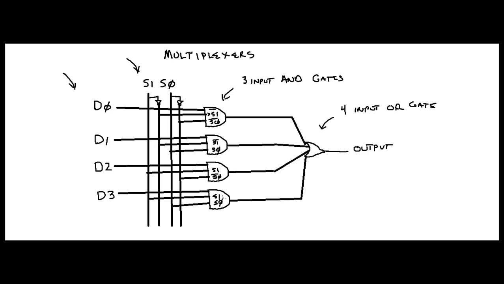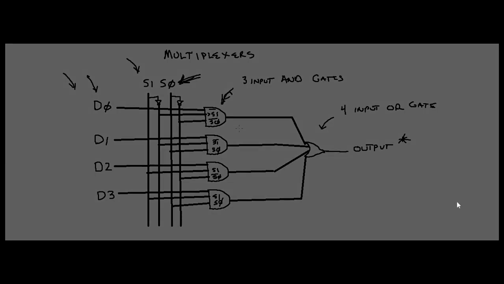So basically, these inputs are going to control which of these gates are enabled, and then that's going to determine which one of your inputs is going to be allowed to come through to the output. Okay? So basically that's all a multiplexer does.